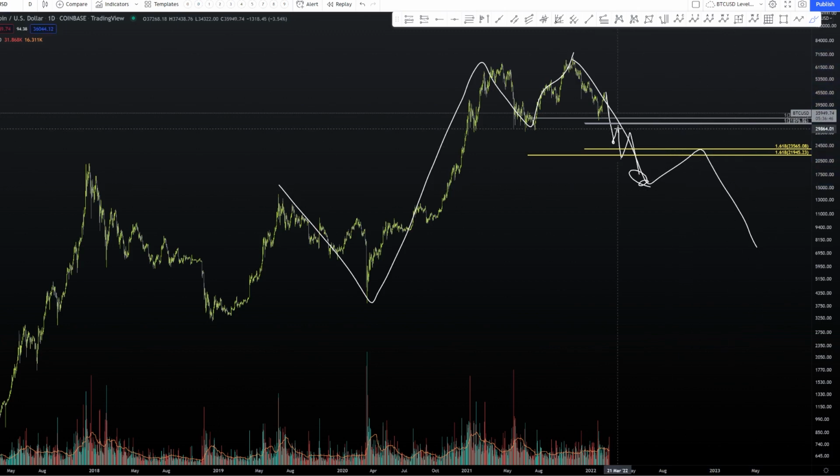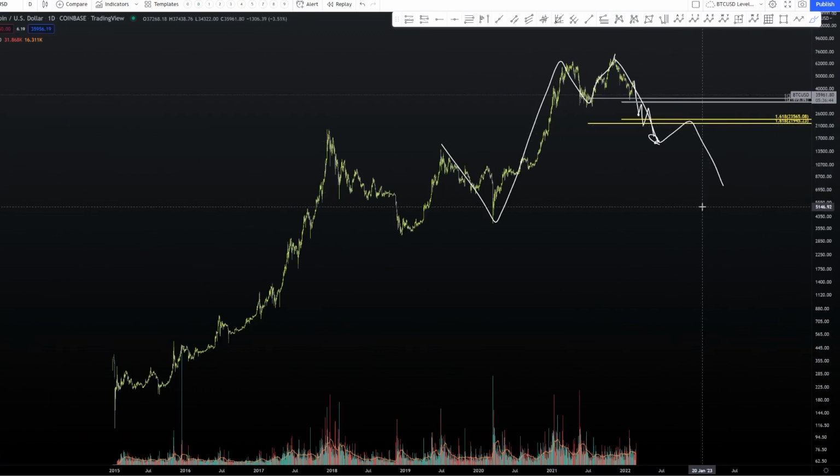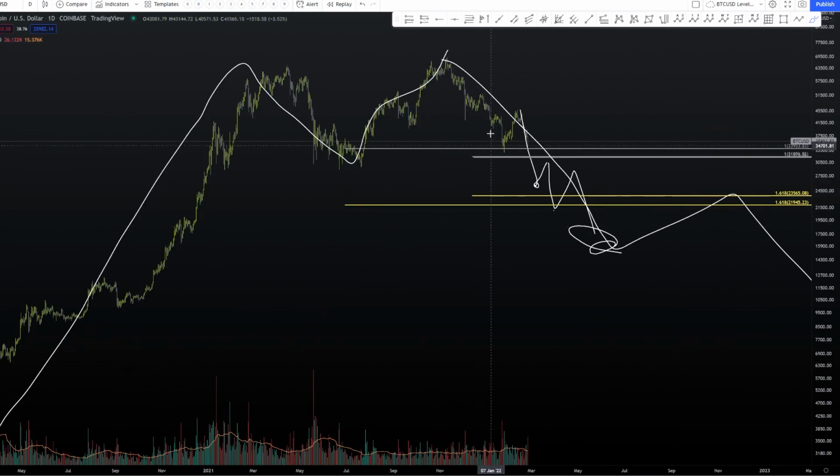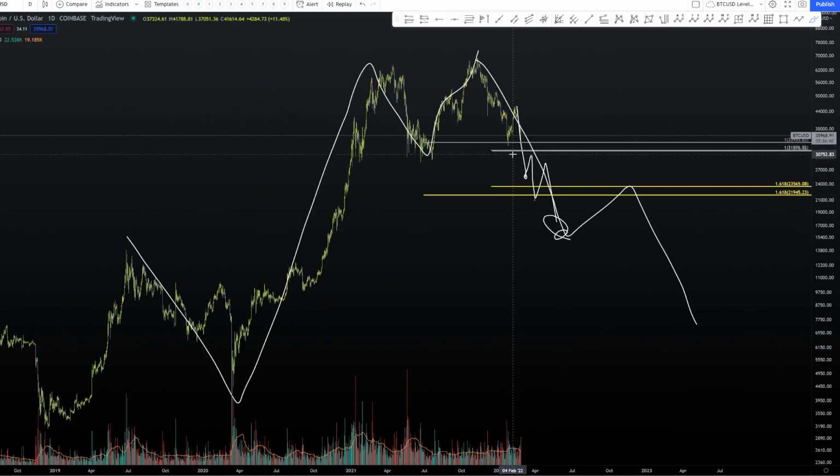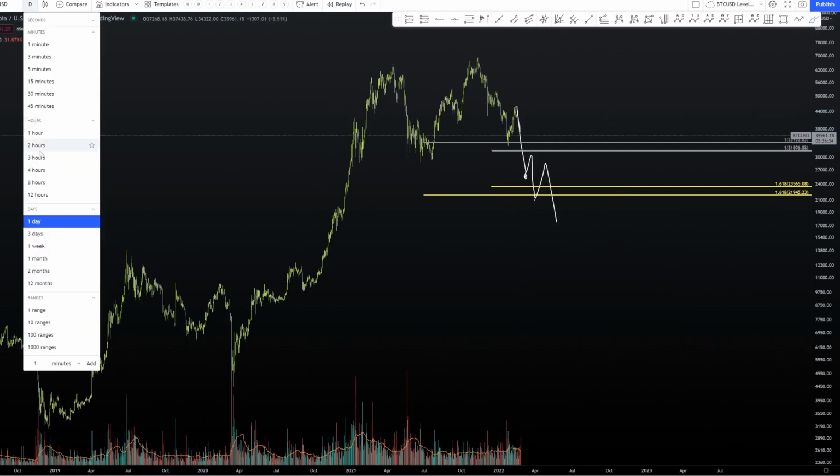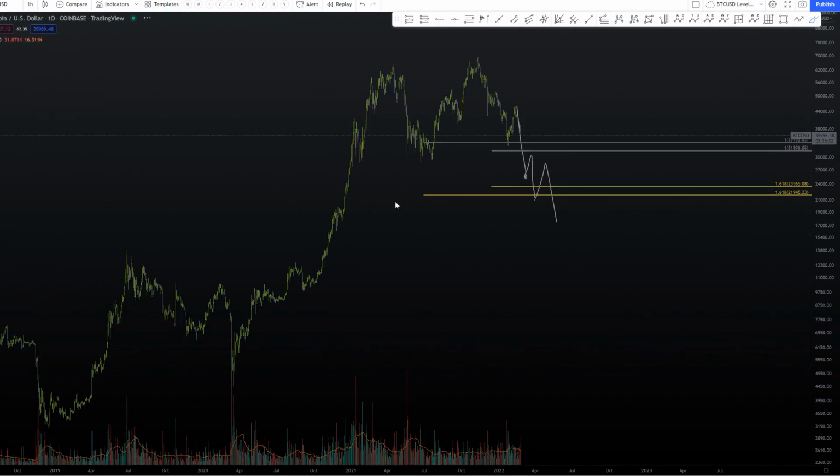So I'm going to zoom into the lower time frame now to show you guys what we could be looking at. Could this be a 5-wave impulse, or could we simply be getting a correction here and another move down? So I'm going to delete the brush tools. I'm going to go on to the 1 hour chart.